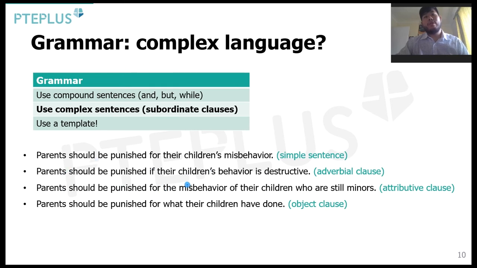Parents should be punished for the misbehavior of their children who are still minors. So here we've got the who are still minors. This is the attributive clause. Parents should be punished for what their children have done. So have done, that's the object clause.